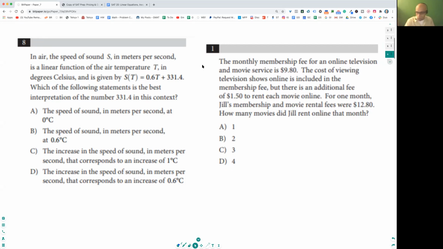Those who have solved this, try this next problem. Again, these are very standard problems. You're probably going to get something similar to this in your test, okay? So try this problem.